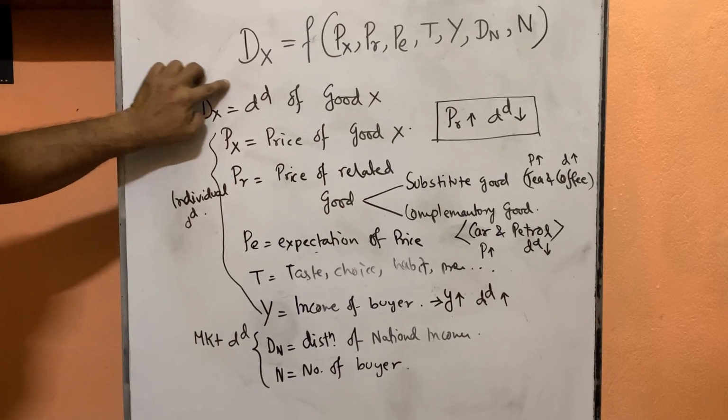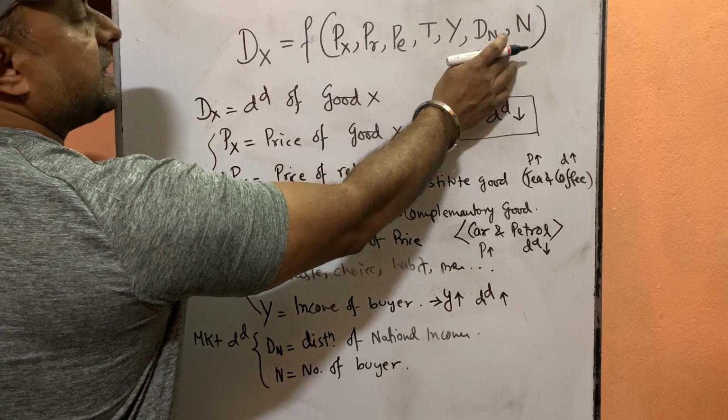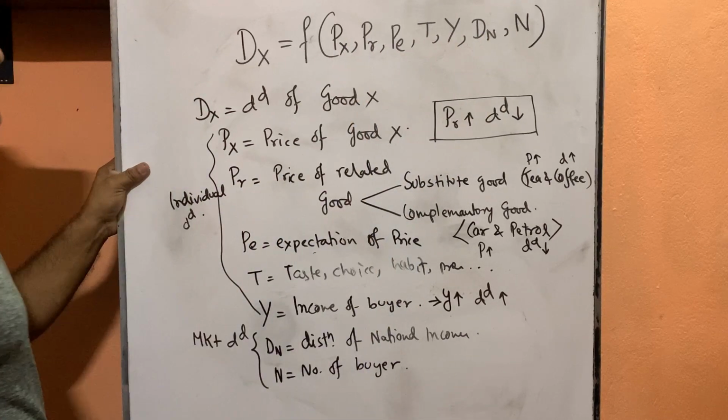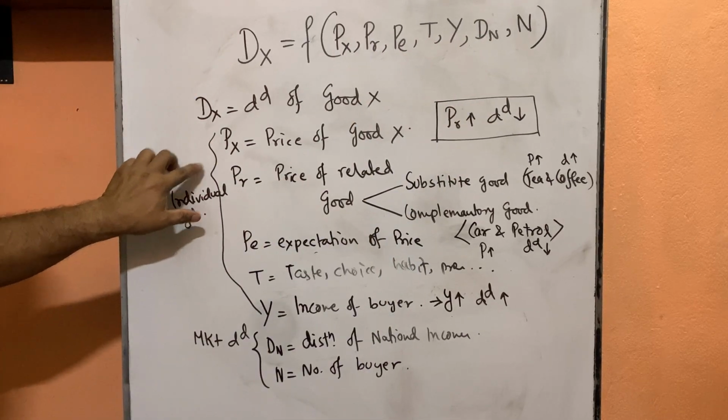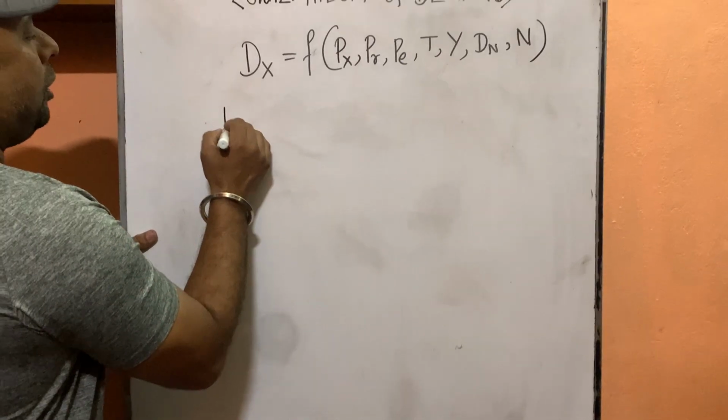So these are all the factors of demand. 1, 2, 3, 4, 5, 6, 7, these are the basic seven factors which affect the demand of a good. If any one changes, demand will also change. Now, law of demand.